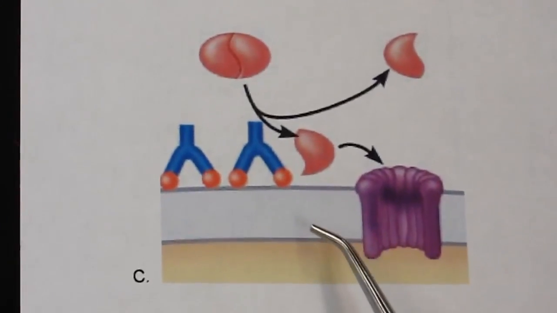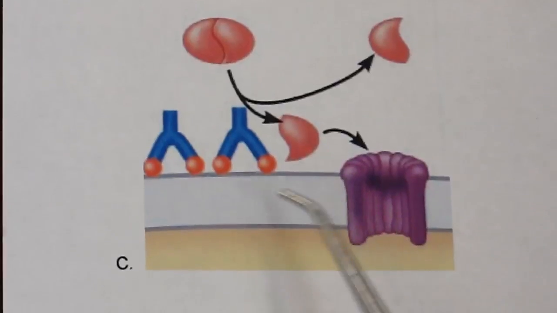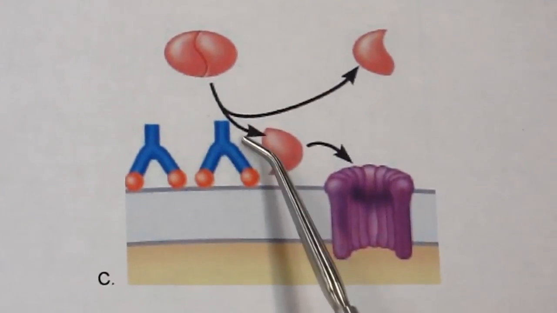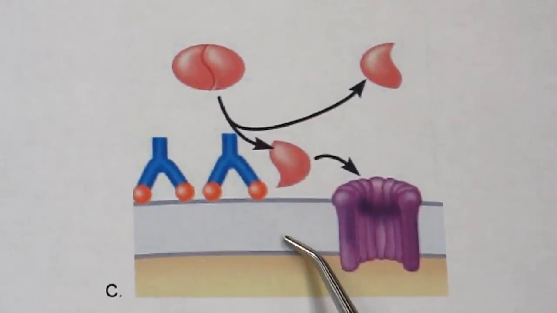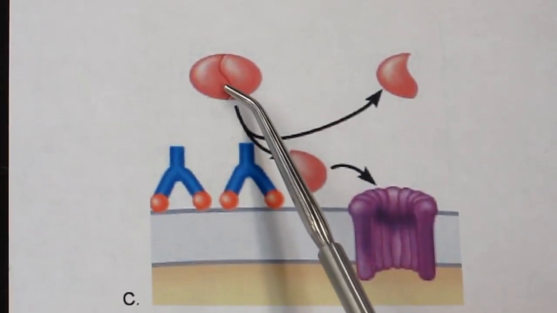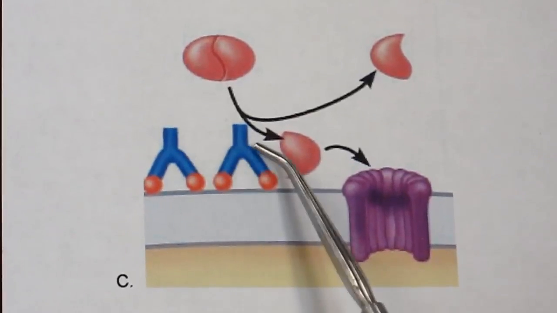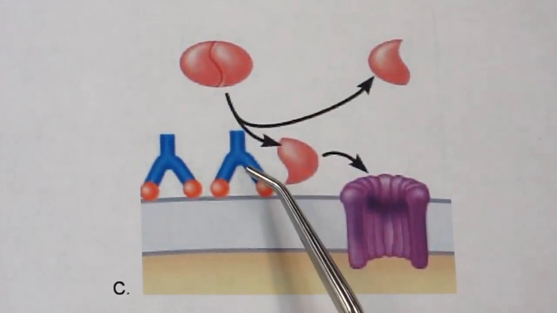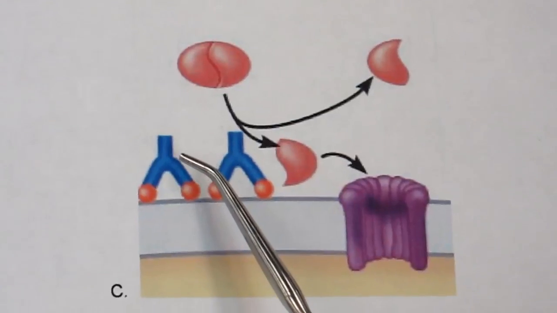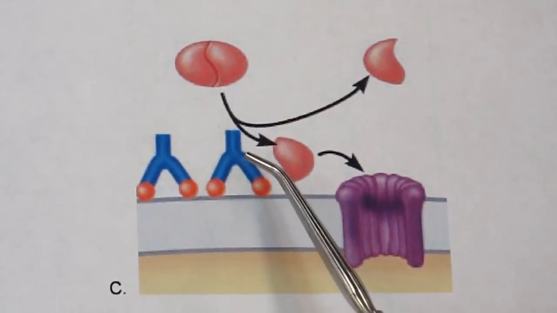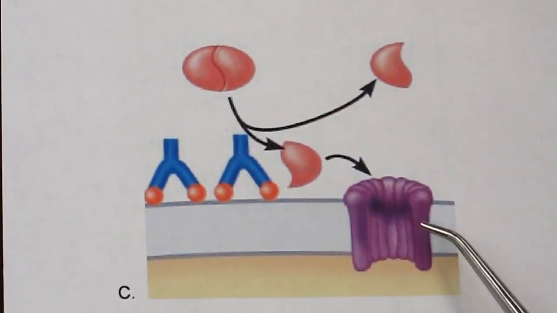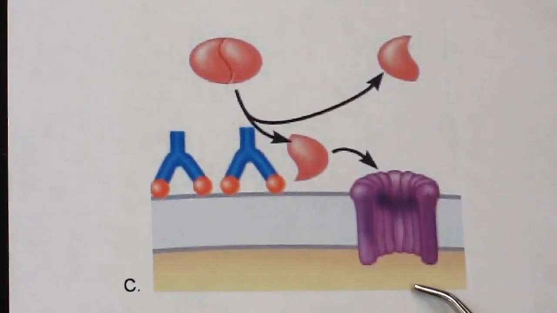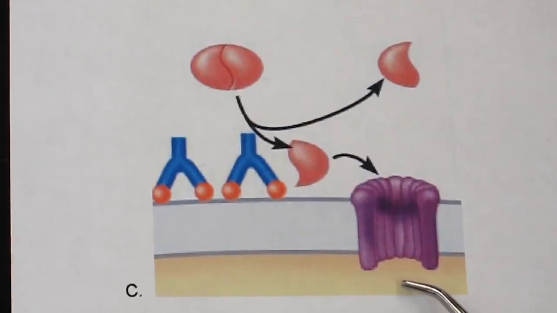We can also use antibodies to activate complement. Here are a couple of antibodies that have bound to antigens on the surface of a pathogen. The complement, when it sees those bound antigens, or antigen-antibody complexes, will become activated, insert pores into the membrane, and cause the lysis of whatever the antibodies are attached to.